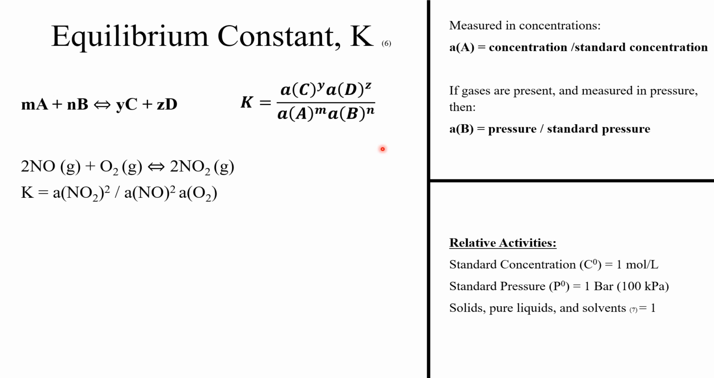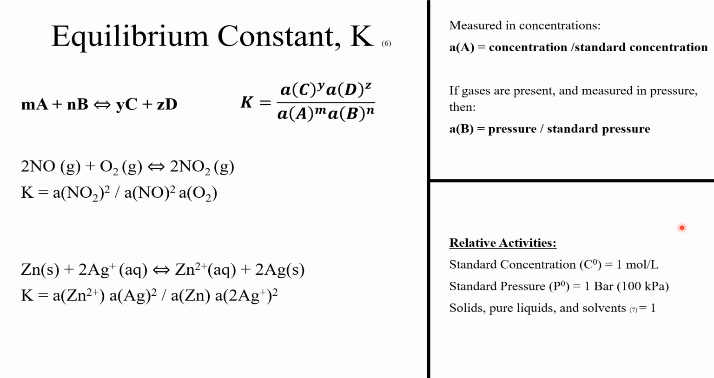With the next equation that I put on the screen, I would invite you to pause the video, try to determine the formula for K on your own, then come back and we'll go through it together. Did you get it right? I hope so. Let's see what the answer is. We have our products in the numerator and our reactants in the denominator, and we have an exponent 2 on both of the silvers because they both have a stoichiometric coefficient of 2.